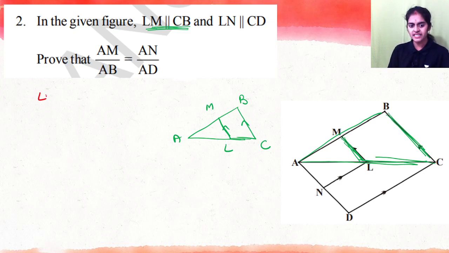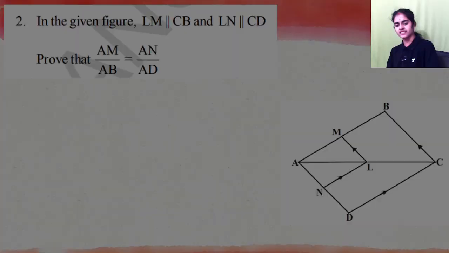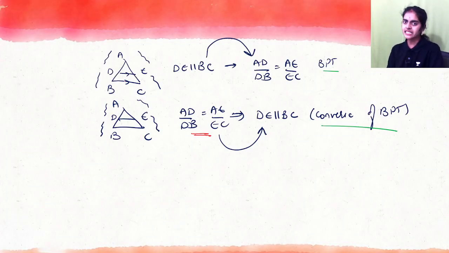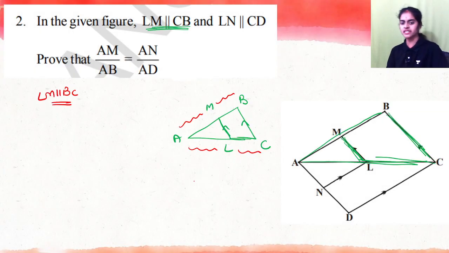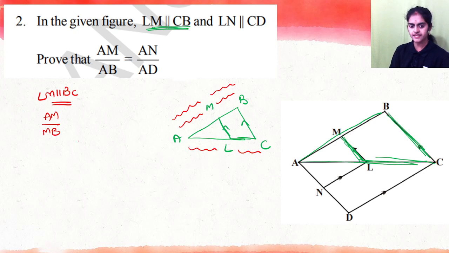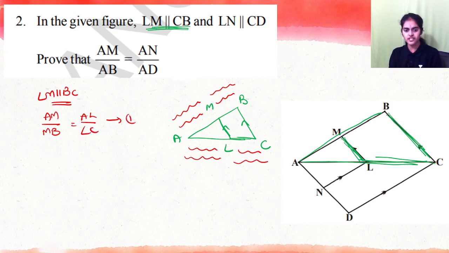Using BPT, LM is parallel to BC or CB. So using BPT, what can you say when these two lines are parallel? AM by MB is equal to AL by LC. Yes or no? See here. If these two lines DE and BC are parallel, you wrote AD by DB equal to AE by EC. Similarly here also, going this side only, AM by MB is equal to AL by LC. So that's how you have to write. Clear? So let this be equation 1. Keep it aside now. Now see the next one.